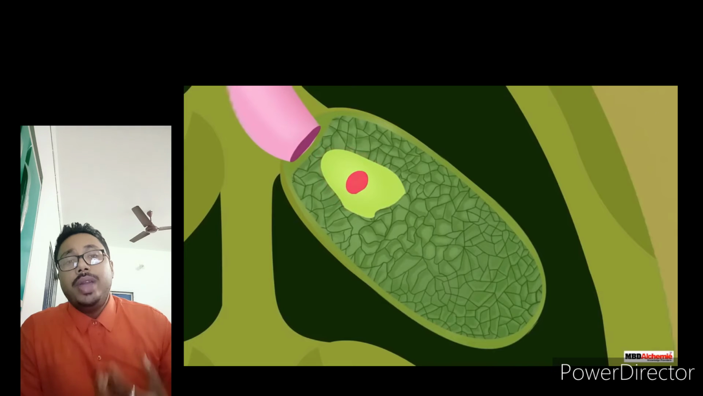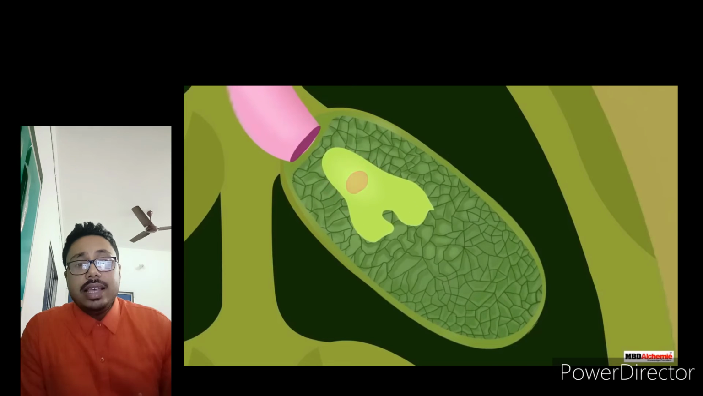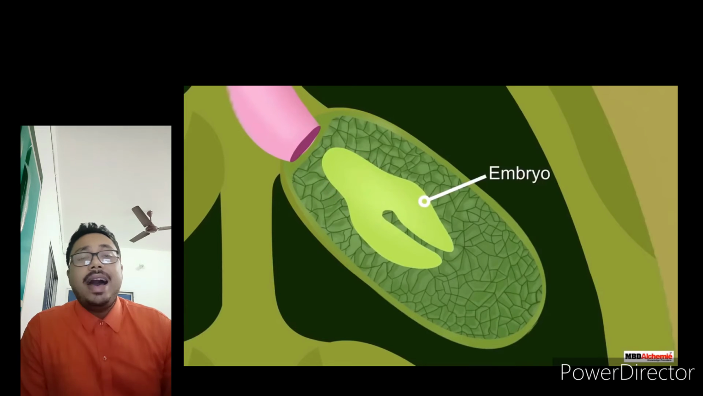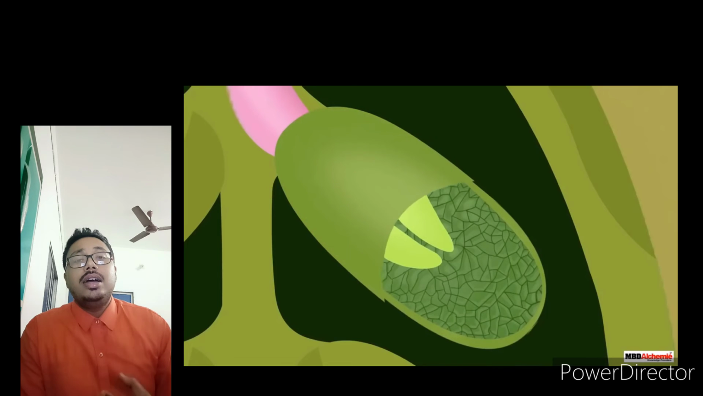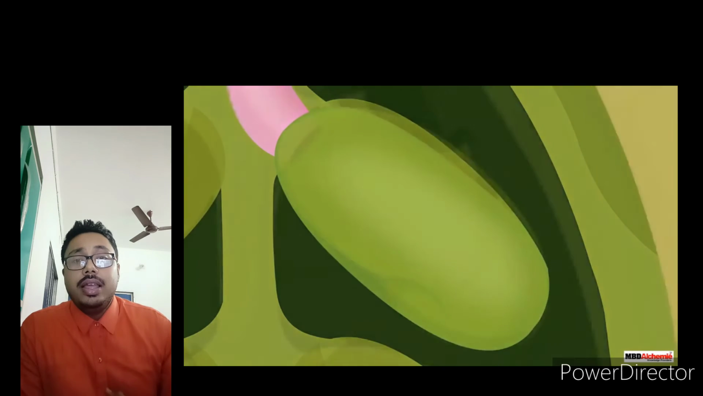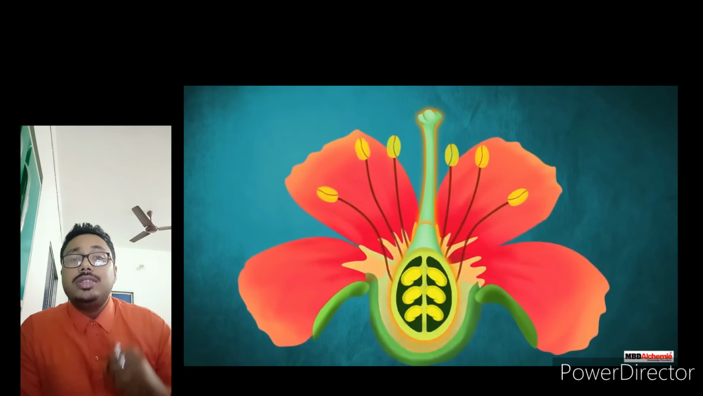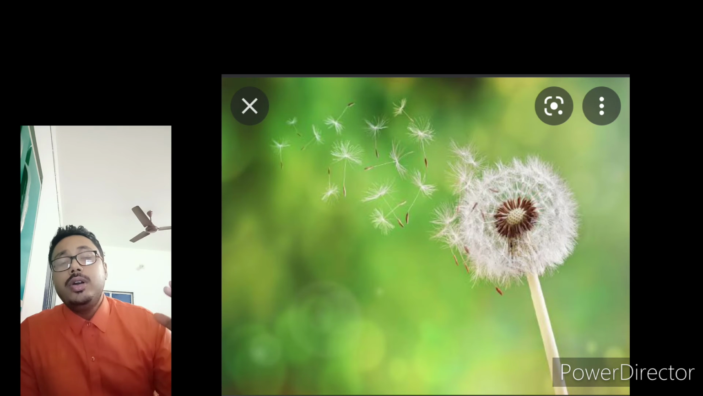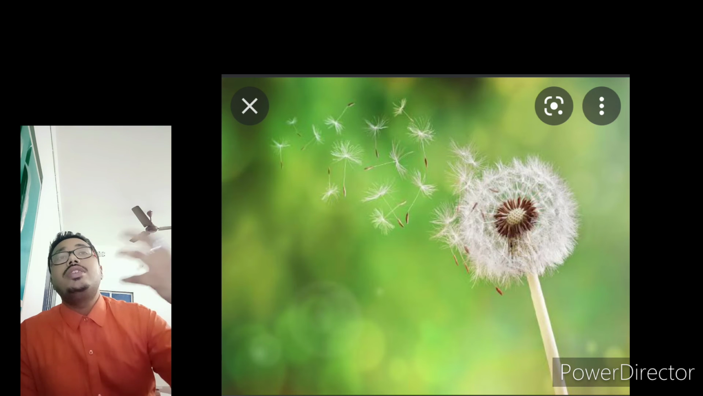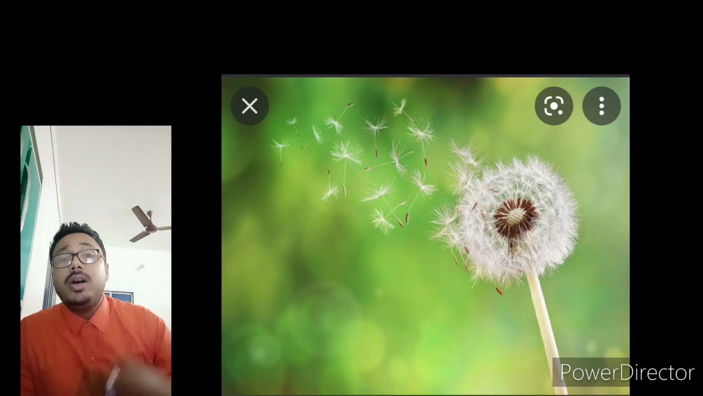There are wind, insects, birds, bats, etc. See, if we talk about wind, the flower must be feathery, the pollen grains must be feathery, of light weight. Then only it will move with the flow of the wind, and it will get transferred to the stigma of another flower.